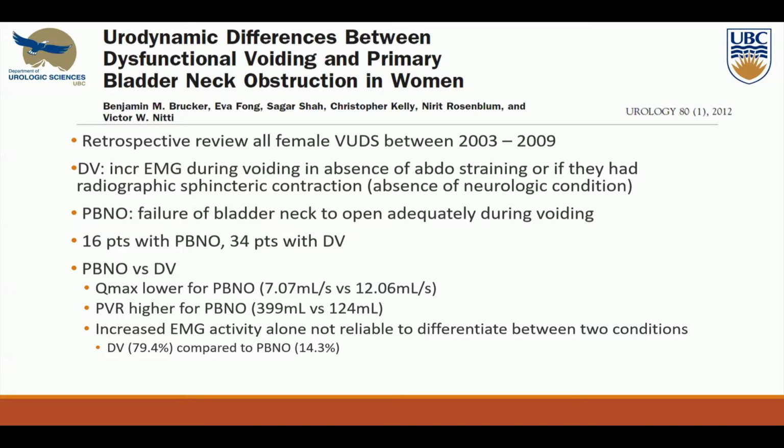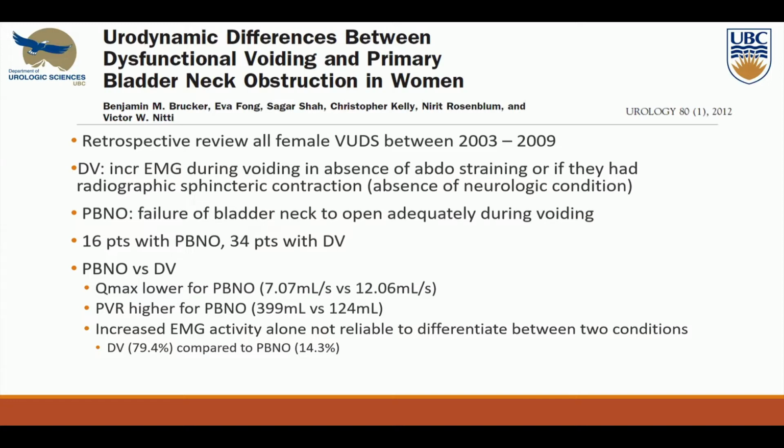They defined patients with primary bladder neck obstruction as those who did not have any bladder neck opening during voiding. And they had about 16 patients with bladder neck obstruction and 34 patients with dysfunctional voiding. What they found was the overall maximum flow rate tended to be lower for patients with primary bladder neck obstruction, at 7 milliliters per second versus 12. The PVR tended to be higher for primary bladder neck obstruction, at 400 cc's versus 124.